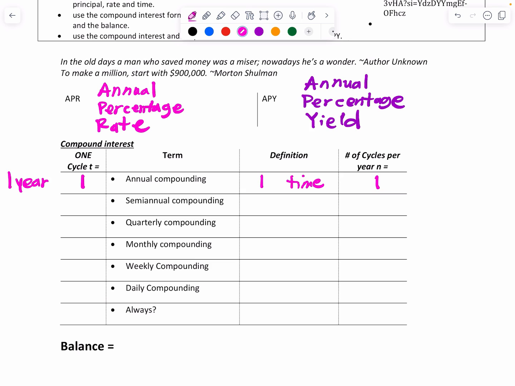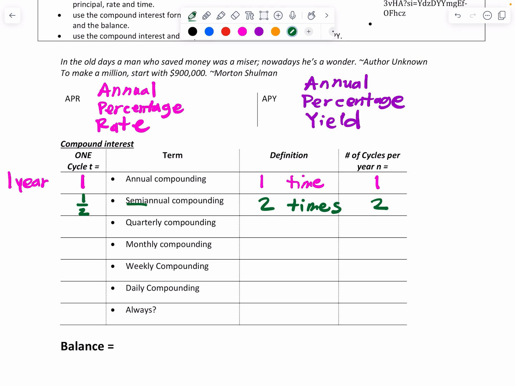Now, if your account is going to be compounded semi-annually, semi means it's going to be compounded every half of a year. So 6 months go by and your interest is compounded. And then another 6 months go by and your interest will be compounded again. So it will be compounded 2 times every year. So N would equal 2.